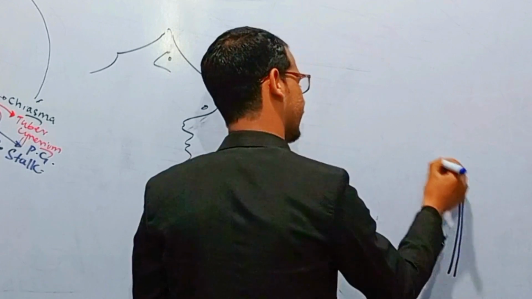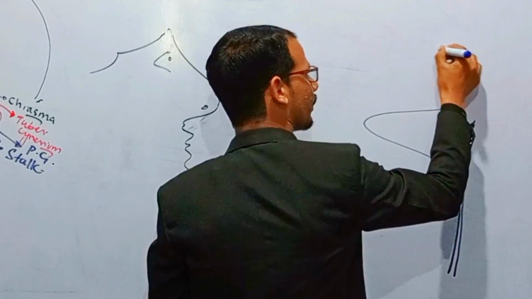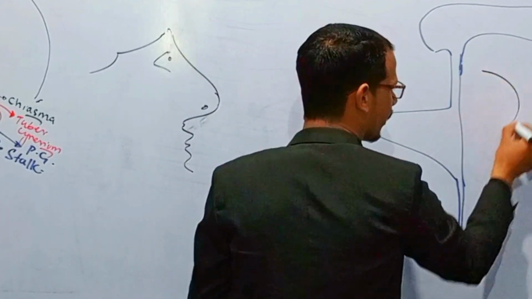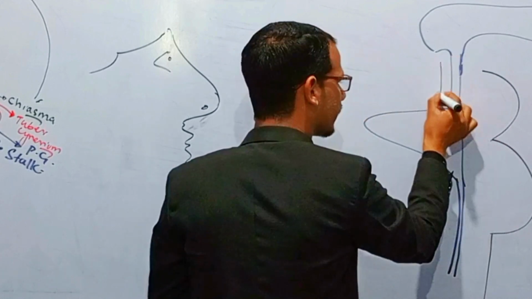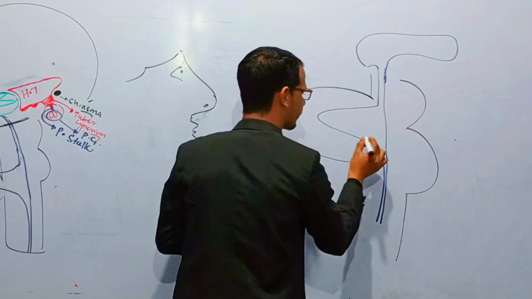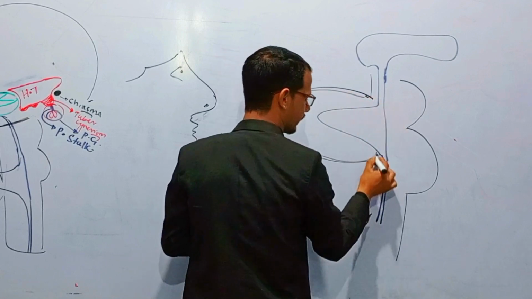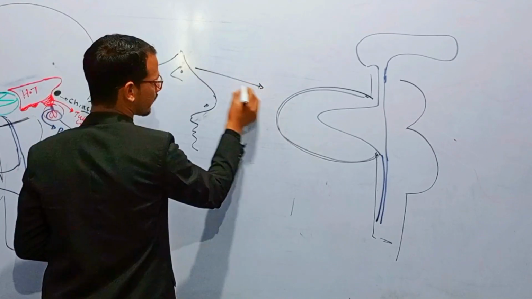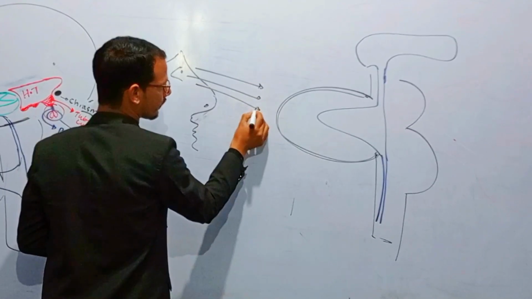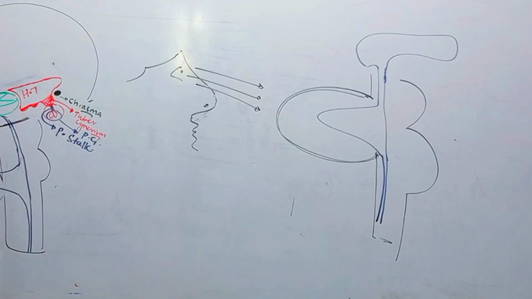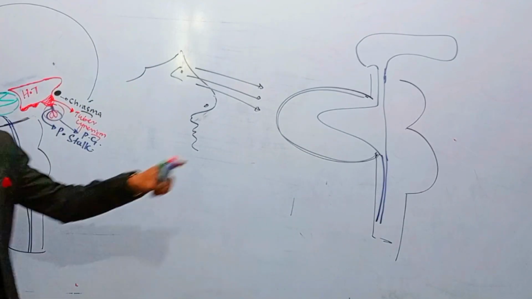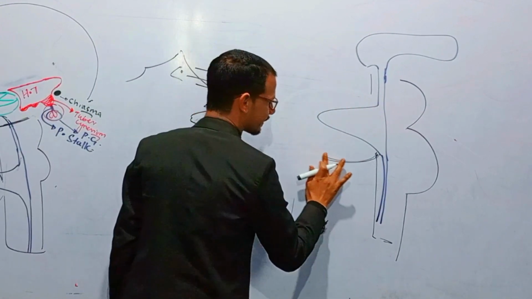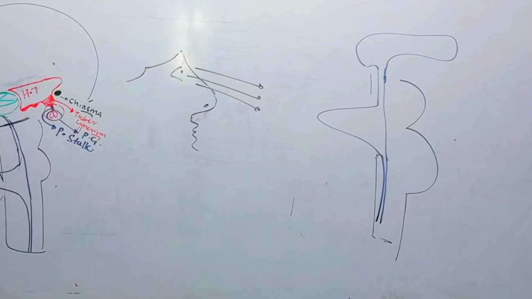Clear your concept, right? This is the fourth ventricle and this is the third ventricle, and we have pons, medulla, cerebellum, right? And this person is seeing this brain from the back side, right? He will be able to see this fourth ventricle when we remove this cerebellum, right?